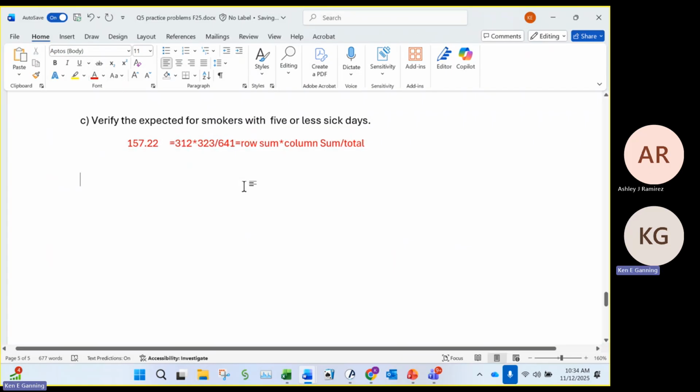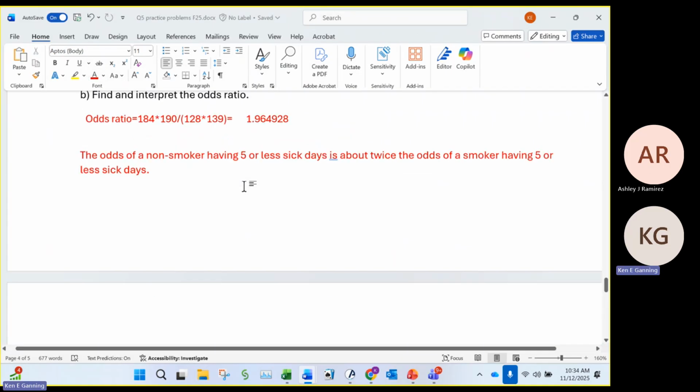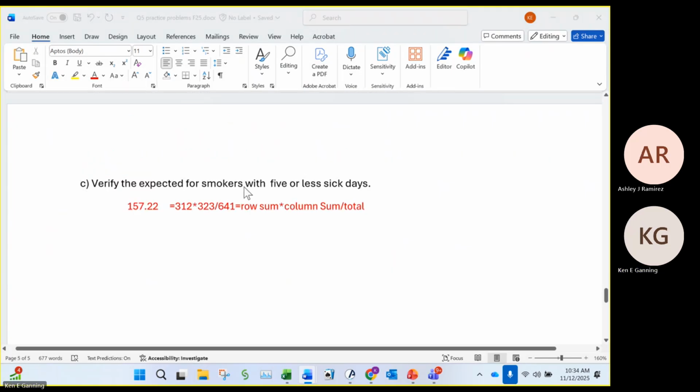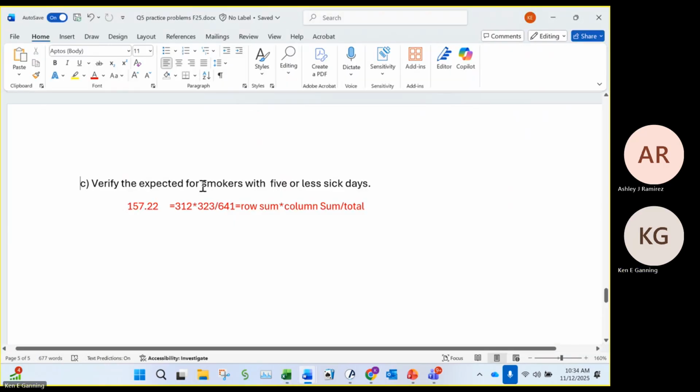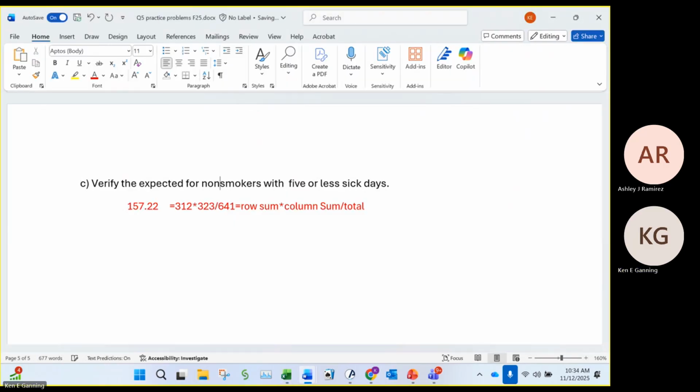Okay, so I would need to do the sums. And then I would do... Okay, why do I have that there? That shouldn't be there. That should be, oh, I've got the top one. Okay, non-smokers with 5 or less. So again, row sum times column sum divided by total.